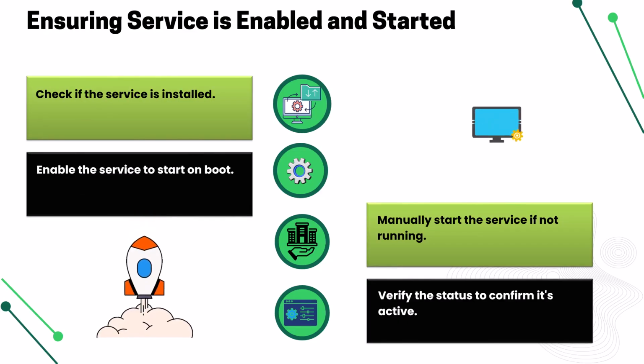Alright folks, let's start with ensuring our service is alive and kicking. First, we check if it's installed, because running an invisible service isn't very helpful. Then, we enable it so it doesn't take a day off on system reboot. If it's feeling lazy, we manually start it, and finally, double check that it's up and running. Like checking if your coffee machine is plugged in before complaining about no coffee.